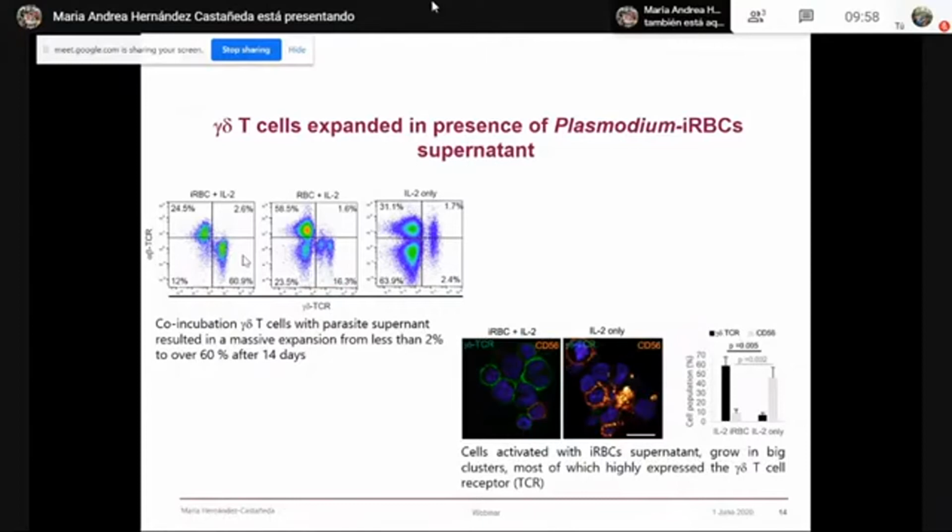Then also these cells that were activated with the parasite supernatant grow in big clusters, as you can see here, and most of them highly express the gamma delta T cell receptor, as you can see here in green, while fewer actually showed CD56, which is a marker for NK cells.